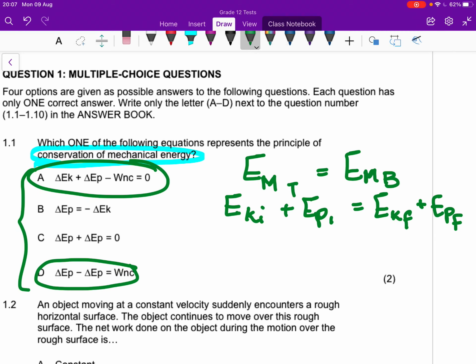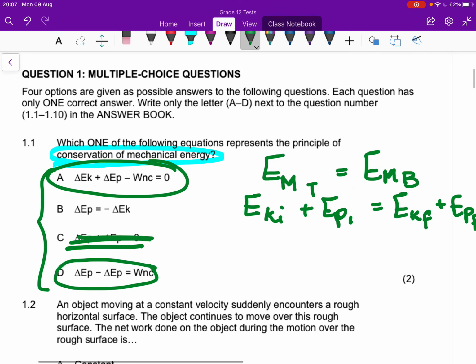Then, if we look at C as an option, well, both of those have EP. They have nothing to do with EK, so it definitely can't be that one. That means it has to be B. But now, let me show you that actually B works.